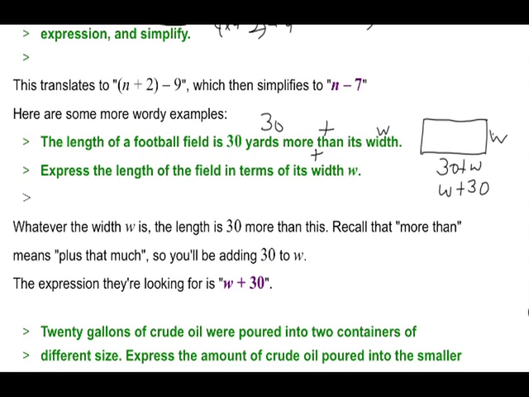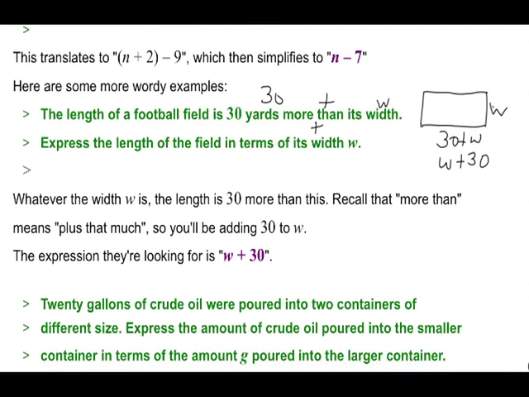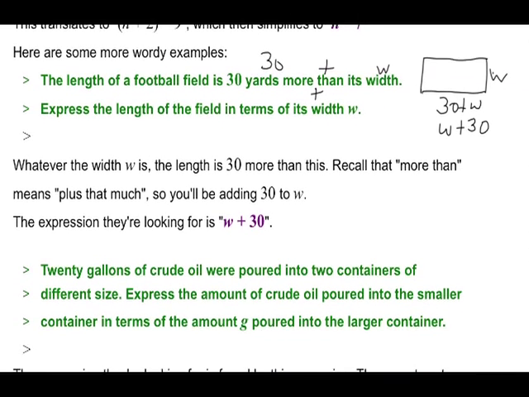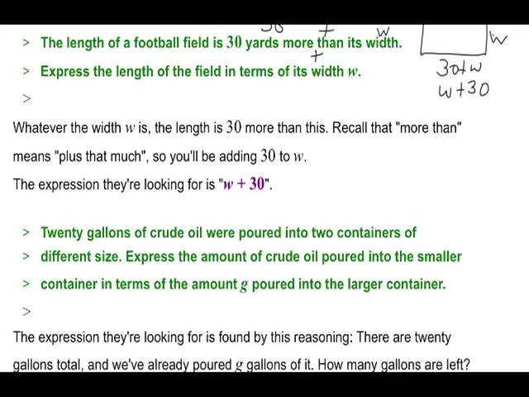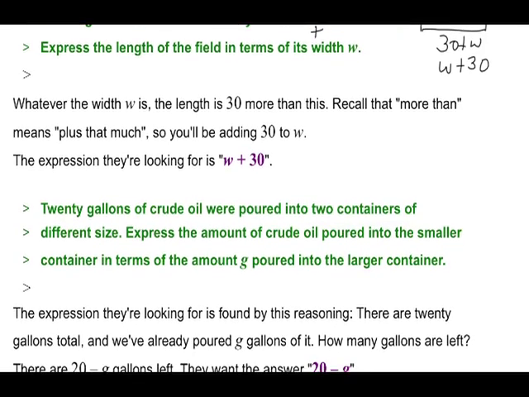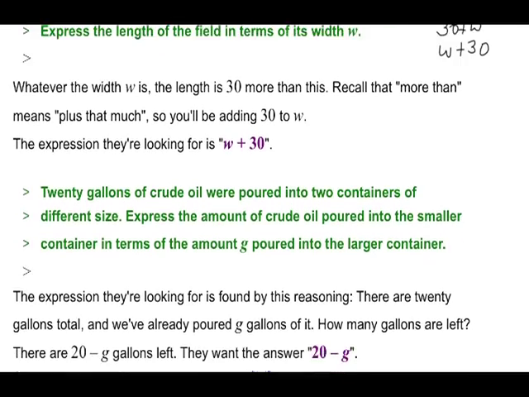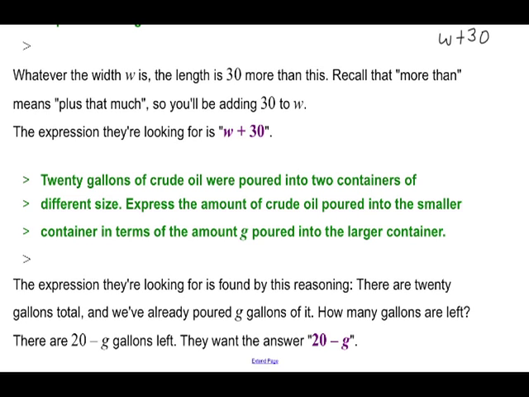All right, so we have another one. 20 gallons of crude oil were poured into 2 containers of different sizes. Express the amount of crude oil poured into the smaller container in terms of the amount G poured into the larger container. At first it sounds very wordy, I guess, but it's not that hard when you break it down. So we know 20 gallons is the number 20. It's poured into 2 containers. So here I have my 2 containers, and one's bigger than the other.